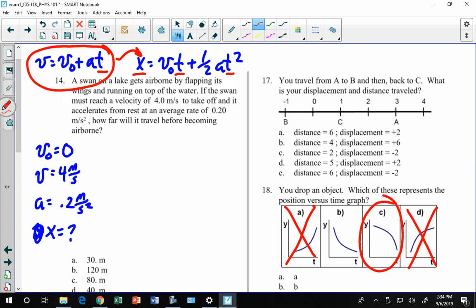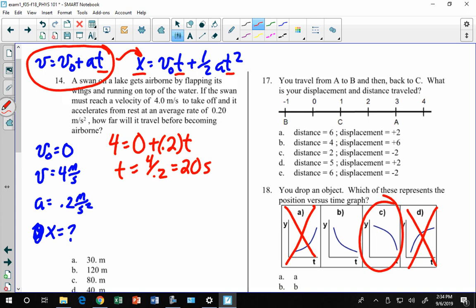And you can see that in the multiple choice. So I solve for T first. V is 4. That's equal to 0 plus 0.2 times T. And so T, wasn't it 0.2? Yeah. T is 4 divided by 0.2. That's 20 seconds. So it takes 20 seconds for this swan to reach 4 meters per second.